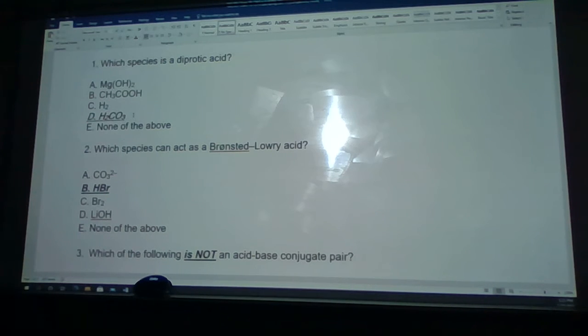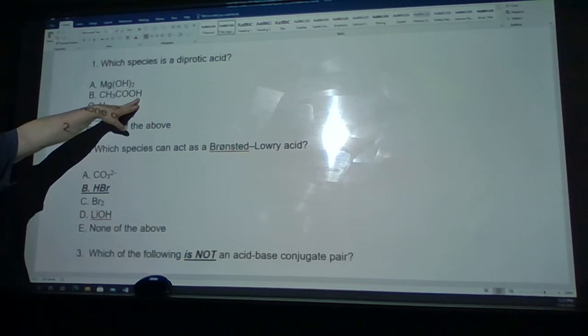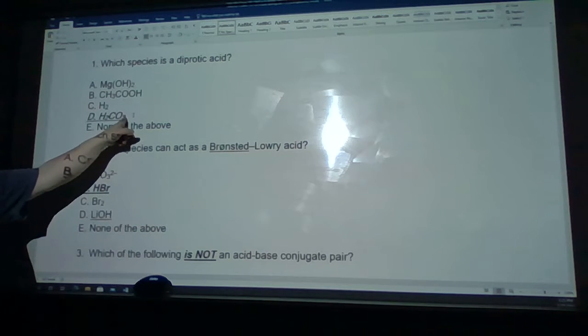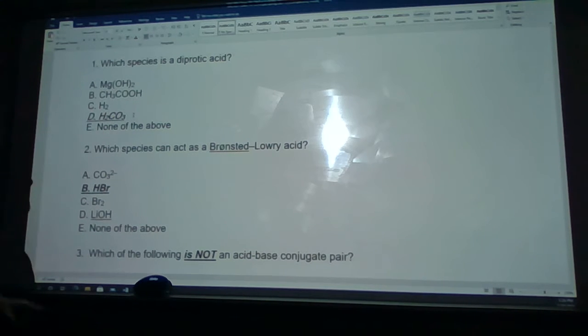Does B have any acidic hydrogen in it? Yes, it does, but it only has one. The answer here is carbonic acid, H2CO3. There are two hydrogens listed first. It is a neutral compound. This is a diprotic acid.